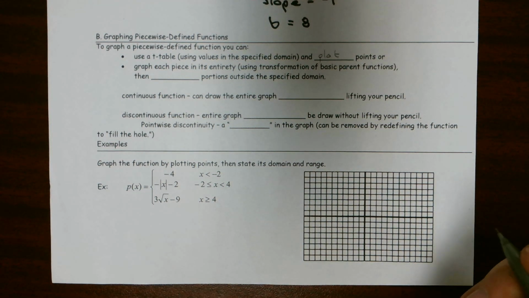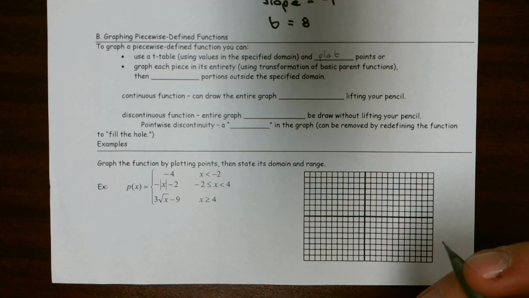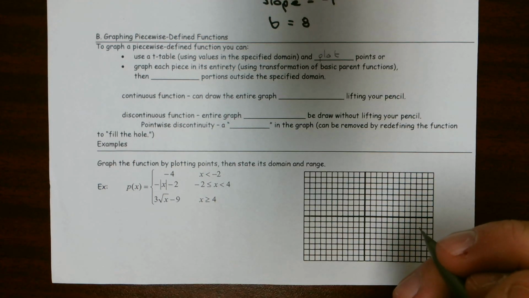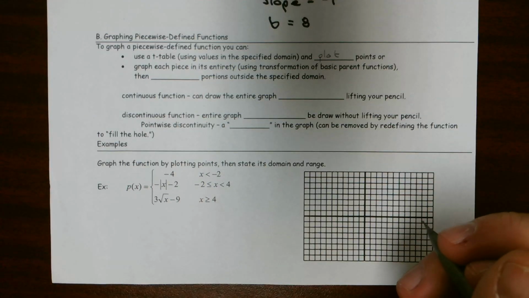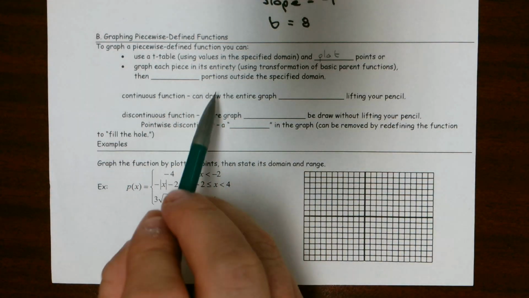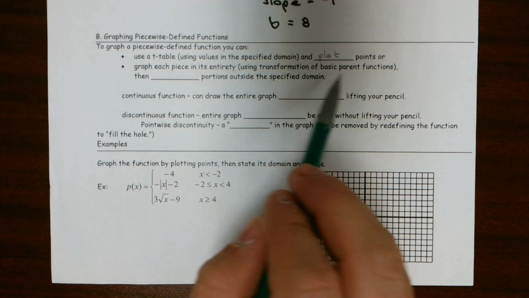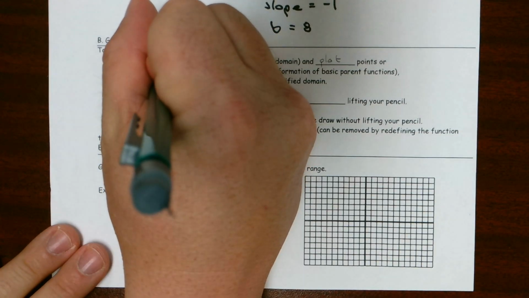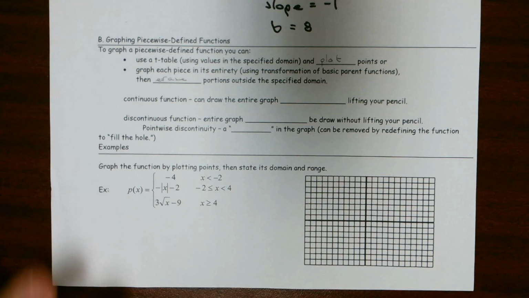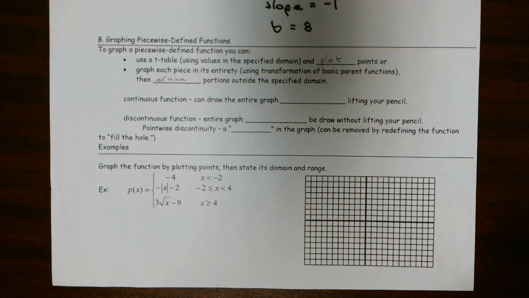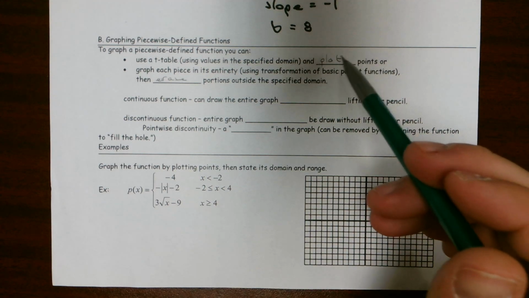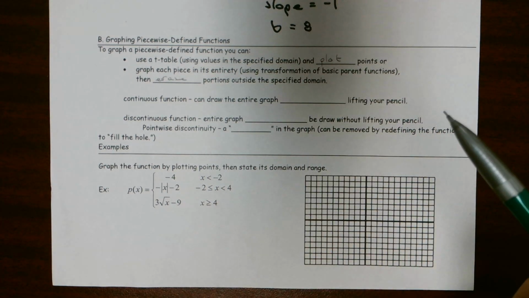So now is a great time to pause the video, take out your previous sections that have your parent functions on there so you do know the shapes of your graph. That's going to be extremely important. Or you can graph each piece in its entirety using the basic transformations from the parent functions, and then erase portions outside the specified domain. So those are two different ways that you can do it. I'm actually going to do our first example in a hybrid of that. I'm going to show you this way and I'll show you the second way. You can choose what's best for you.